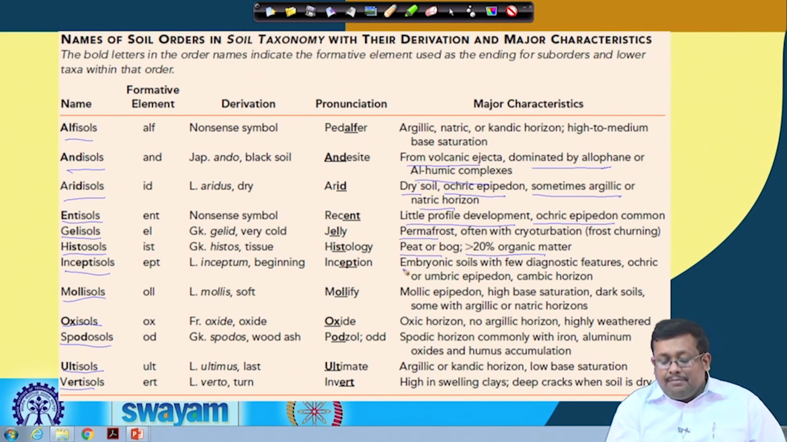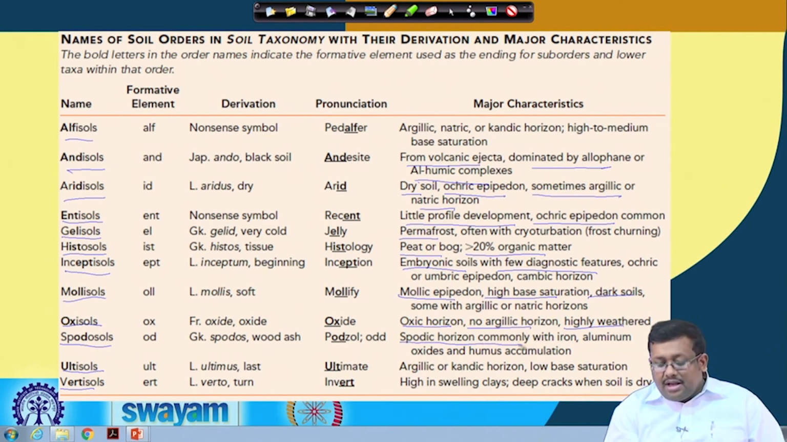Inceptisols are embryonic soils with few diagnostic horizons. They are a little bit more developed than entisols. Mollisols contain a mollic epipedon with a high base saturation, which is the basic characteristic of the mollic epipedon, and they are basically dark in color. Oxisols are characterized by the presence of an oxic horizon, and they do not have any argillic horizons, and they are highly weathered, because they develop in warm and humid climates as a result of intense weathering.